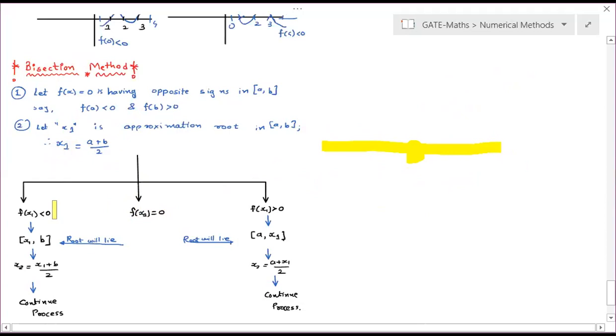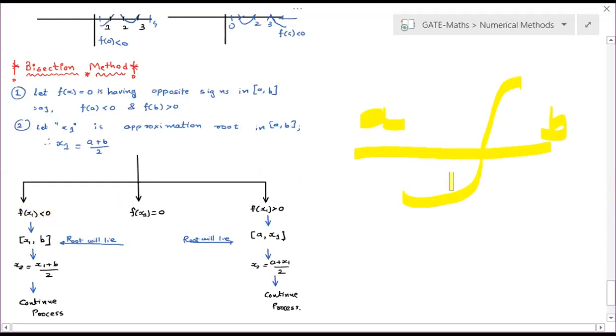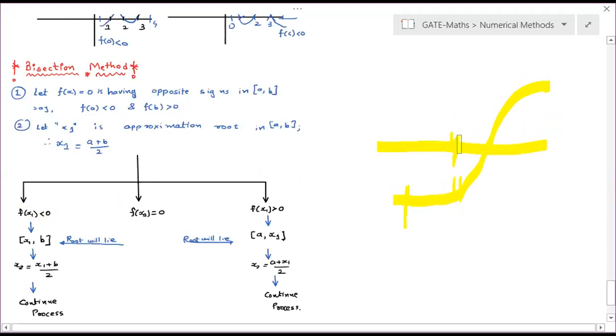Now, if at this bisected point my function is less than 0, see over here, this is a, this is b. At the bisected point my function is less than 0. Then my root will lie between this bisected point and b, because at the bisected point it is less than 0, right?